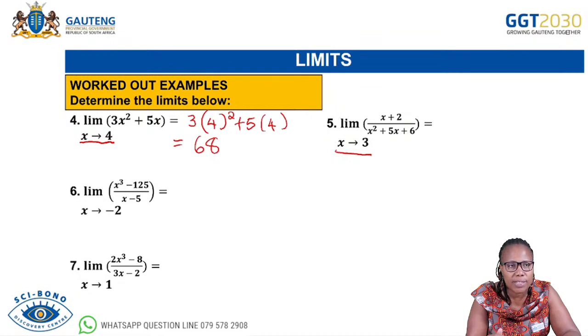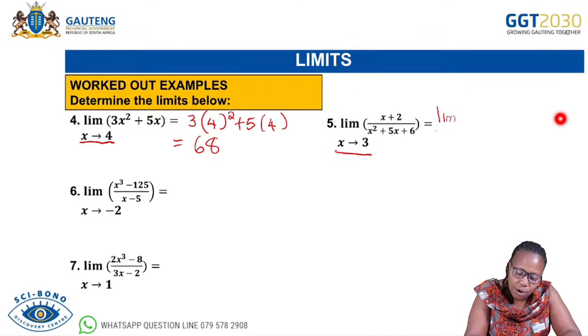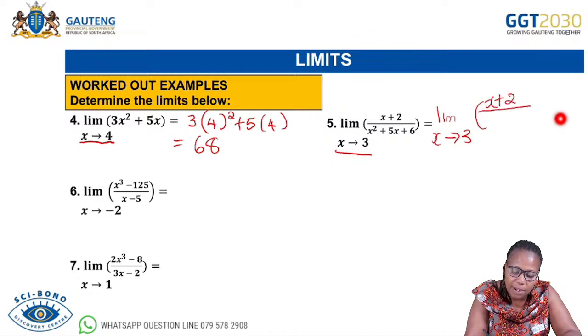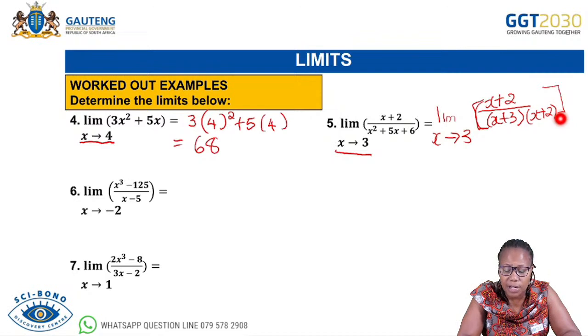Yes, look at the denominator now. That involves the factorization of a trinomial. Let's do so, grade 12. The minute I am busy factorizing and simplifying, I continue with the notation of limit. That means this will still be a limit of x approaching 3, because I am still factorizing whatever I am having there. So our denominator here will give us x plus 3 with the x plus 2. Okay, we have now factorized that trinomial.